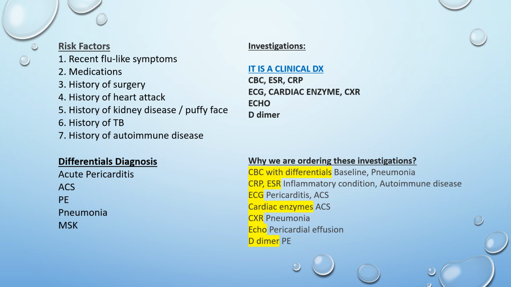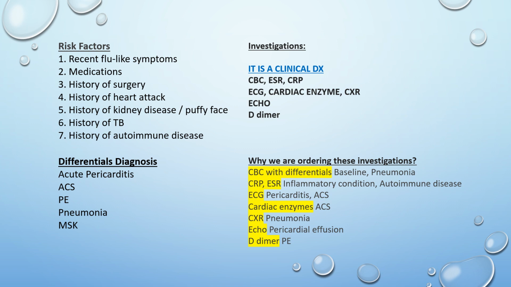The most common cause of acute pericarditis is recent flu. The other causes include medications, for example, antituberculous and immunosuppressive medications. There are other causes too, for example, history of surgery, heart attack, kidney disease, tuberculosis, and autoimmune conditions. The differentials of acute pericarditis are acute coronary syndrome, pulmonary embolism, pneumonia, and musculoskeletal causes.